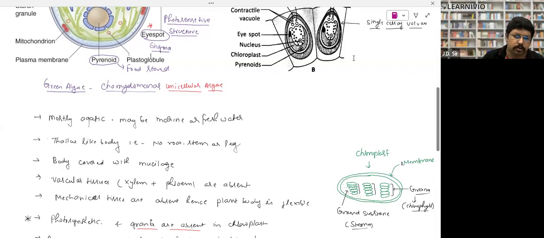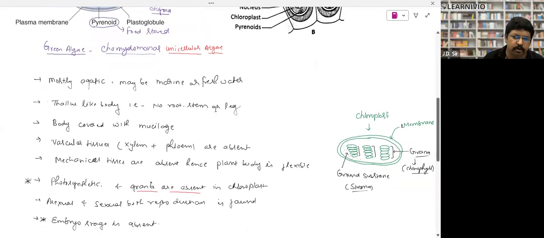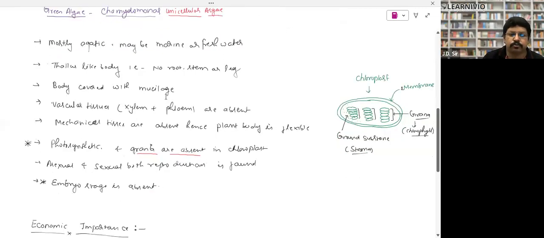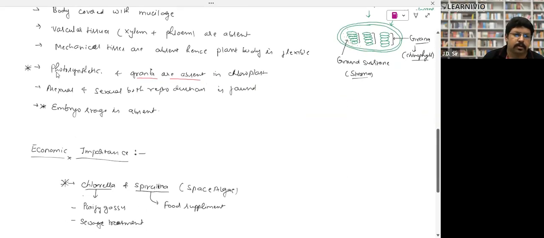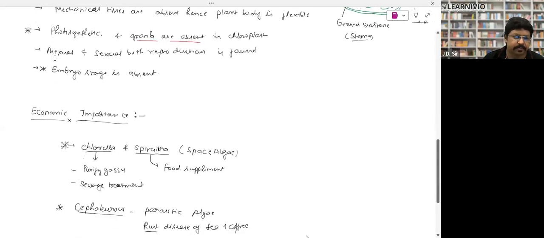Okay. So again, they are mostly aquatic, some of them may be marine or freshwater. They have a thallus-like body, with no stem, leaf or root. The body is covered in mucilage, so it prevents dehydration. Vascular tissues like xylem and phloem are absent. Mechanical tissues are absent and the plant body is flexible. They are photosynthetic and grana are absent in the chloroplast. Asexual and sexual reproduction is found, and the embryonic stage is absent.